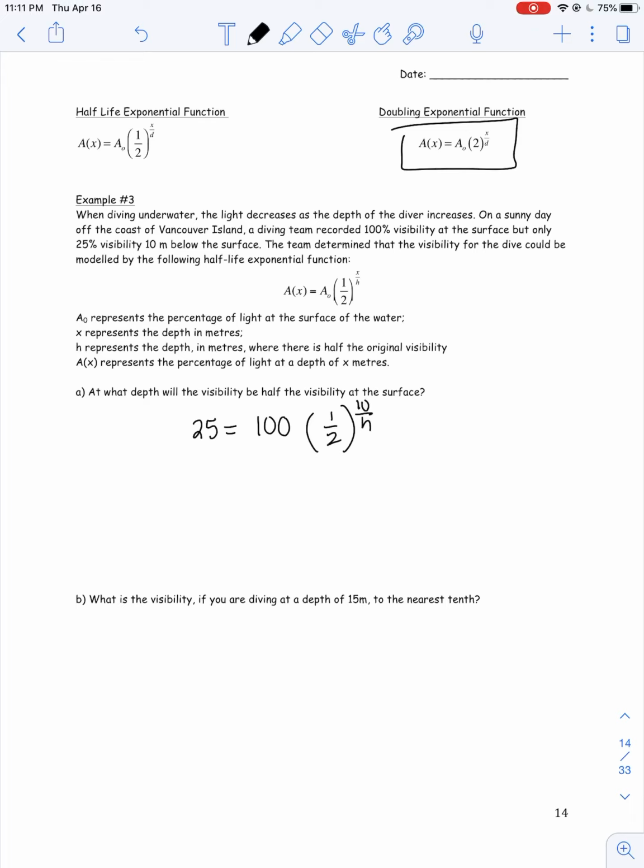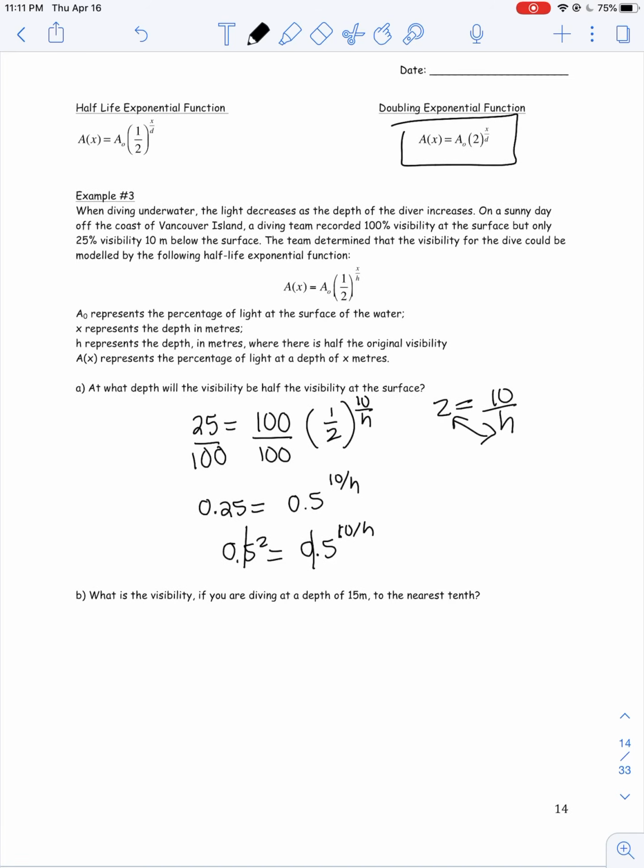Okay, so in this case, we could do the common base method. We could divide by 100 on both sides. We can get 0.25. And on the right side, it would be 1/2, which is 0.5 to the power of 10 over h. Now, 0.5 to the power of 2 replaces 0.25. They mean the same thing. But now I have the same base, so they cross each other off, leaving us with 2 equals 10 over h. And then I can switch these spots and get h equals 10 over 2, so h equals 5 meters.